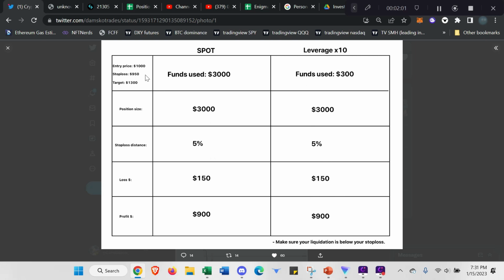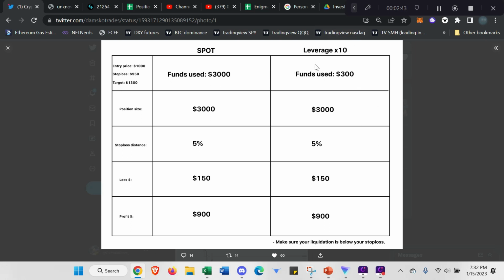So if it went down to 950, you would lose the $150, and if it went up to the 1300, you would gain $900. And really the only difference here is in the first case, even when you were profitable, it was less than 30%, $900 over 3,000 is less than 30%. But if you took this trade and were successful with the $300 account, that's like a 300% return. But on the flip side, if you were to lose, this is obviously a 5% loss on a $3,000 account, but if you lose $150, that's a 50% loss based on your initial 300.